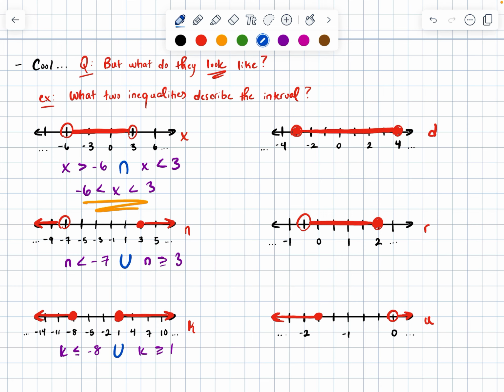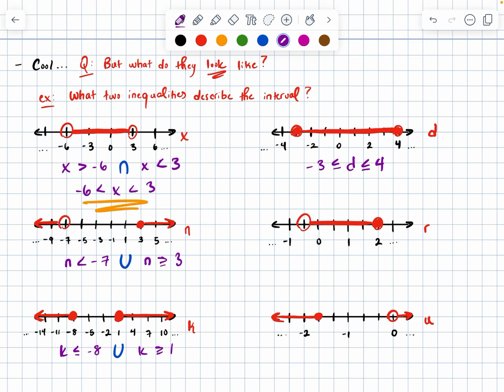For this one up at the top right, notice here I've got a closed circle in between negative 4 and negative 2, so that's negative 3. I've got a closed circle at the 4, so I know that the values of D are sandwiched in between these two values, so I'll use my sandwich compound notation. In this case, closed circle around both tells me that I need an or equal to. So the value of D must be greater than or equal to negative 3, while also being less than or equal to 4. This is an and statement.